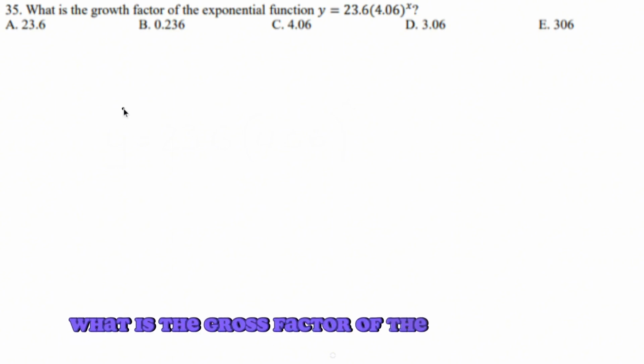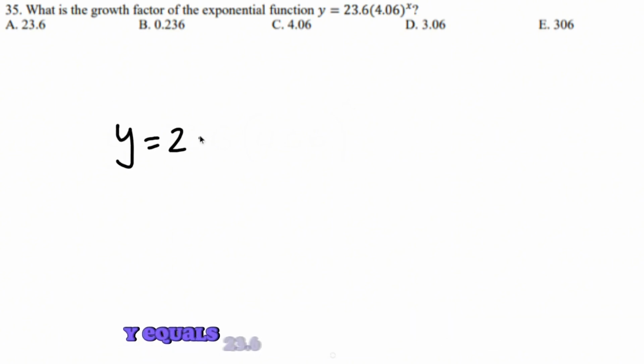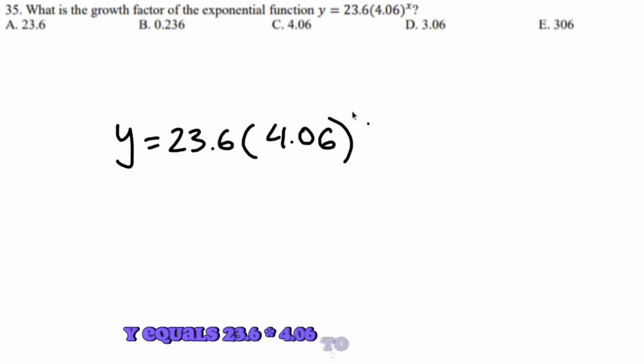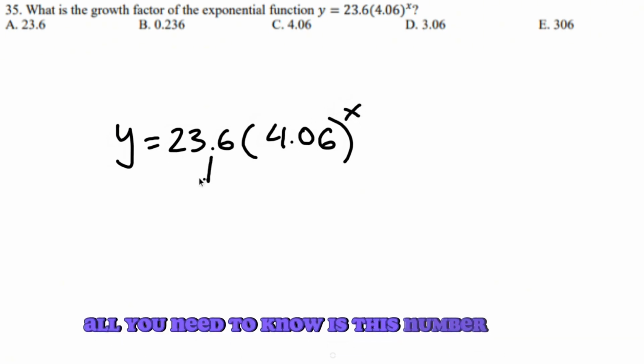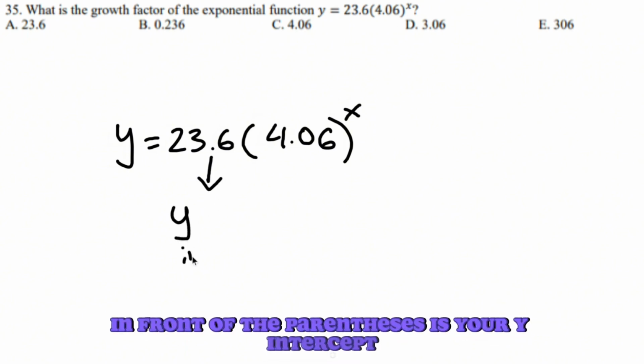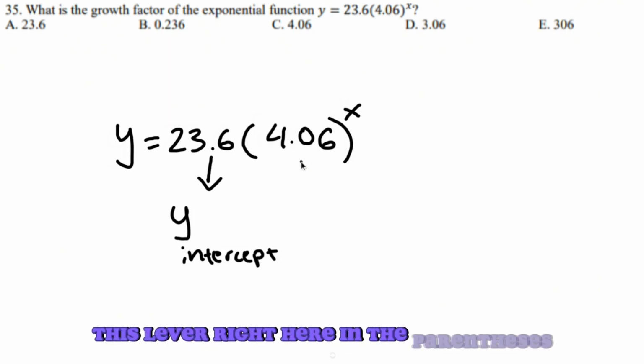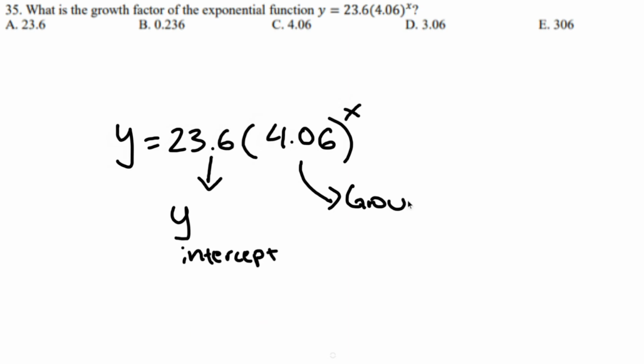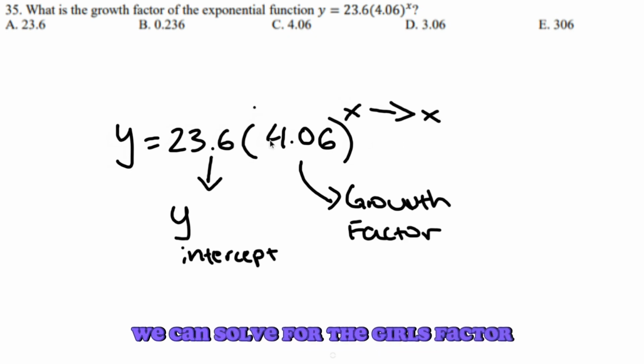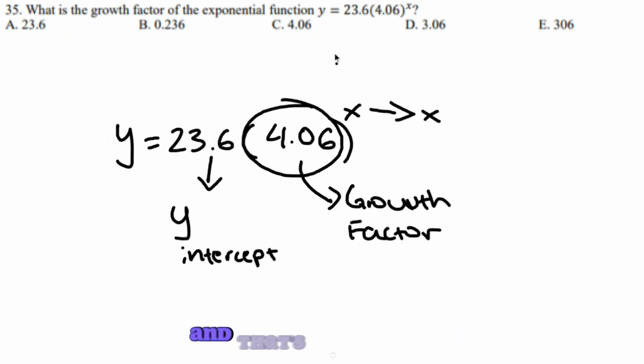What is the growth factor of the exponential function y equals 23.6 times 4.06 to the power of x? Alright, so when doing this problem, all you need to know is this number right here in front of the parentheses is your y-intercept. This number right here in the parentheses is your growth factor. This right here is just your x value. Now that we know this, we can solve for the growth factor, and in this case, it's just the 4.06 inside here, and that's your answer.